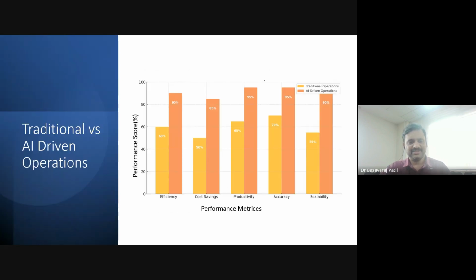When we consider the traditional way, in terms of operations metrics like efficiency, the traditional processes were 60% efficient, whereas the AI driven applications are 90%. In cost saving, 50% was achieved with traditional applications, whereas with AI driven it is reaching 85% saving. So only hardly 15% is left unsaved, meaning the cost is being saved with respect to the applications. And productivity, it is 65% with traditional, which has improved to 95%.